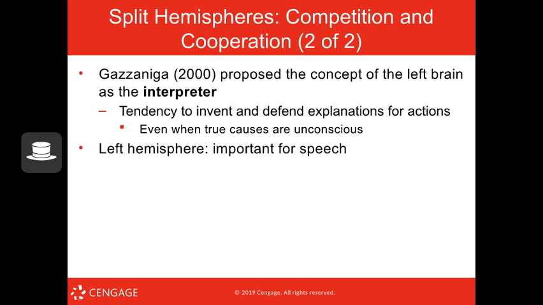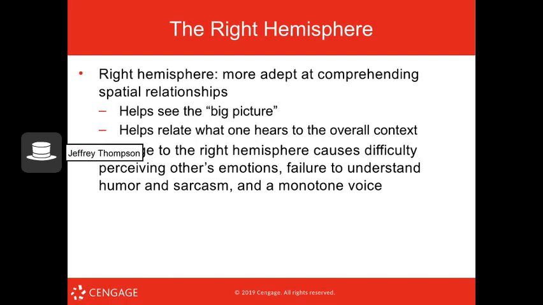And also, we know that our left hemisphere is important for speech. Our right hemisphere is great for understanding spatial relationships, but it's also helpful for allowing us to see the big picture. So it's more concerned with general concepts and the overall context of something. When we have damage to the right hemisphere, it makes it harder for us to perceive others' emotions. It's going to make it harder for us to understand humor and sarcasm, and we might also speak in a monotone voice.